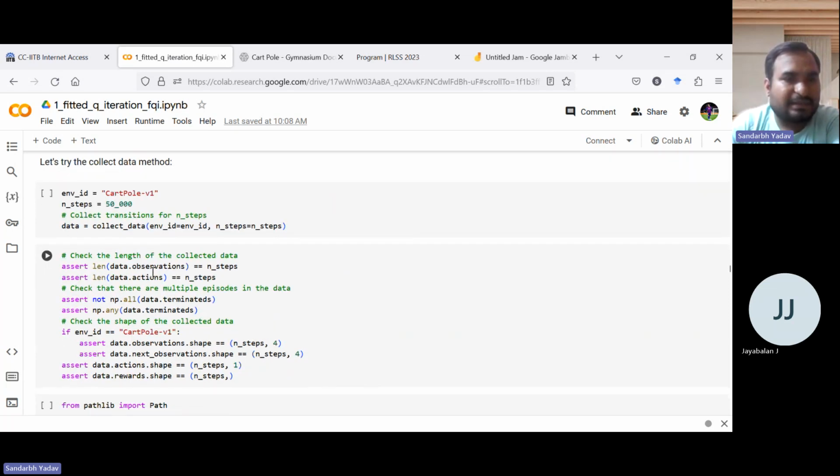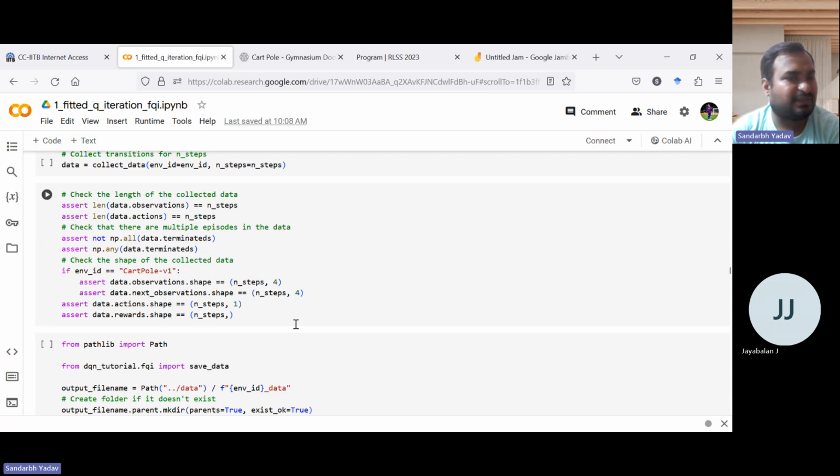Now these are simple checks just to see whether the data generated is actually correct or not. We know the number of states should be equal to the number of steps, basically 50,000, because we know 50,000 transitions are needed. Number of actions will also be the same. Since this one is printing nothing, it basically means no error is there. If there was some mismatch, it would have thrown an error. Since there is no error, all these checks are passed.